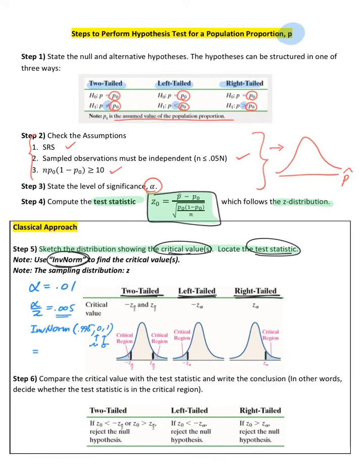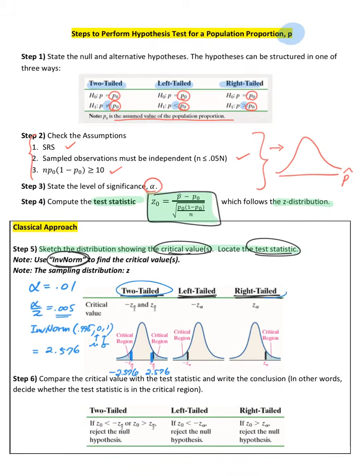Pause the video, go ahead and try that on your calculator, and come back when you're done. You should get something like 2.576. That is the upper critical value, this value on the number line right here. Now the z distribution is symmetric, so the left critical value is going to be negative 2.576. You just have to change the signs. So that's it for the two-tailed test.